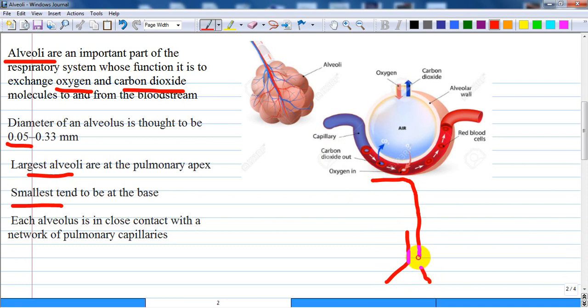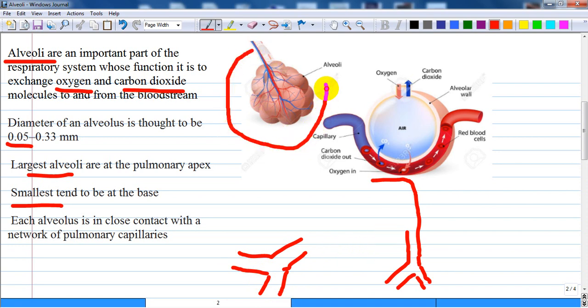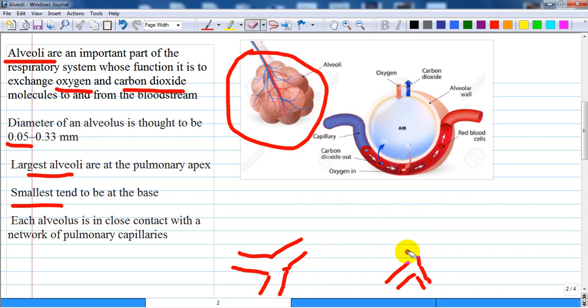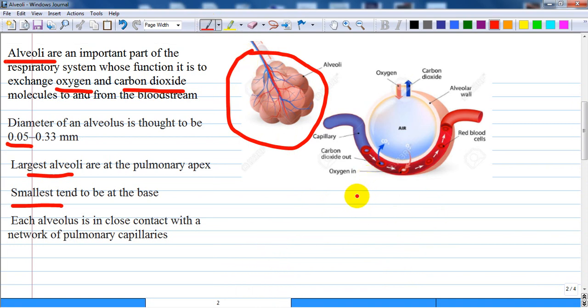bifurcation at the carina, and below, bronchi. And even lower you see these alveoli. They represent the anatomical unit of the pulmonary system.